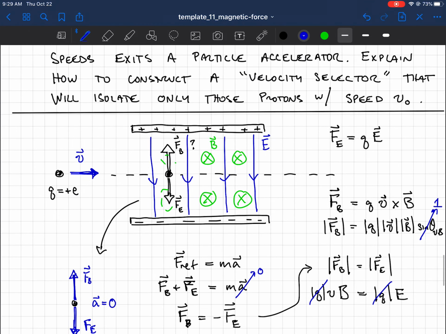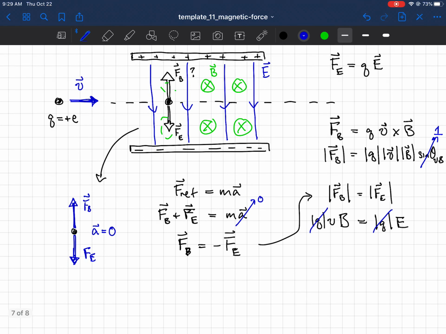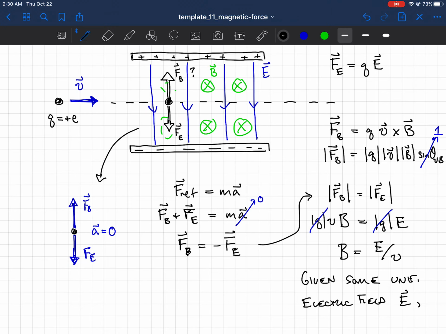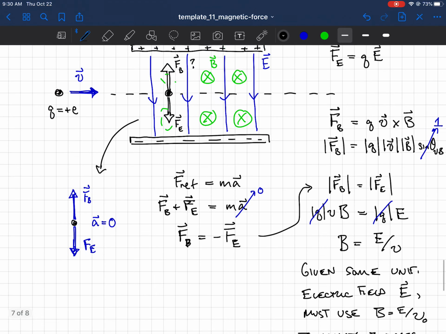We must have, let's say that we were given an electric field, so we were given some apparatus that creates an electric field, then we must create a magnetic field which is going to be equal to E over V. So given some uniform electric field E, we must use B equal to E over V to isolate, let's call it V naught now, particles with speed V naught. And what do we mean by isolate?